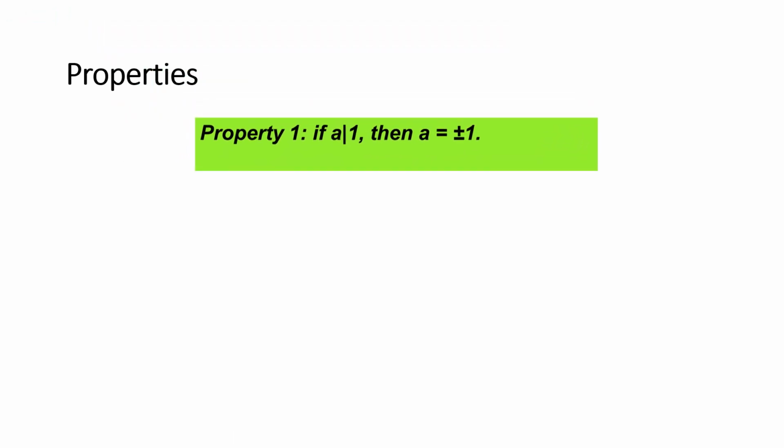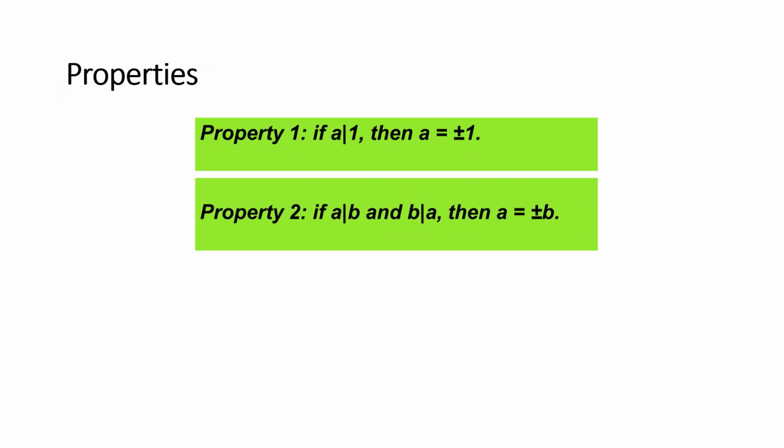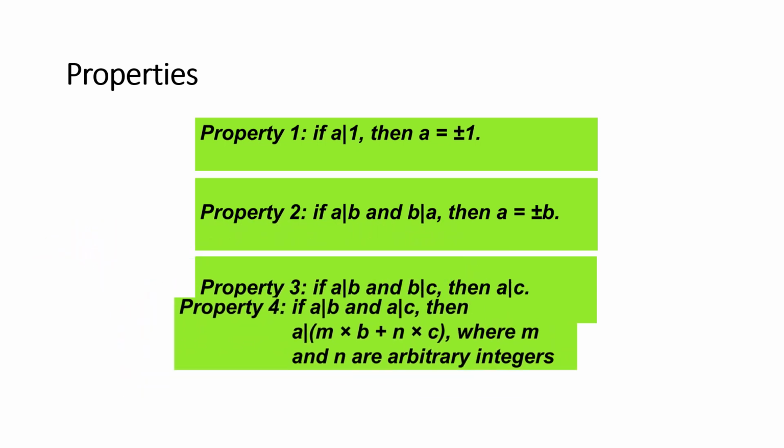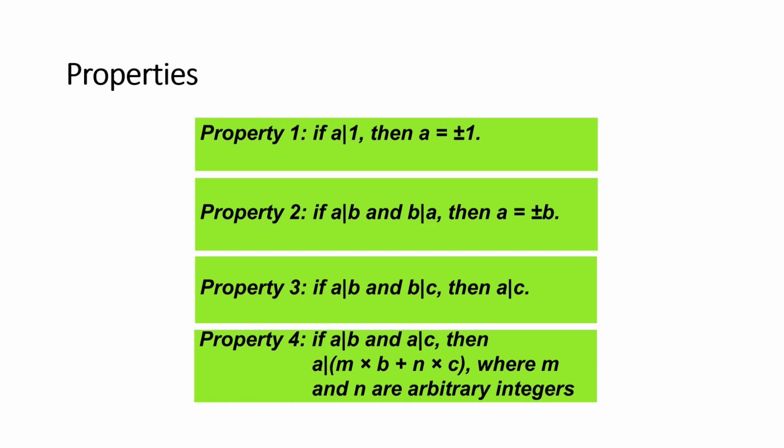The following are several properties of divisibility. Property 1. If a divides 1, then a equals plus or minus 1. Property 2. If a divides b and b divides a, then a equals plus or minus b. Property 3. If a divides b and b divides c, then a divides c. Property 4. If a divides b and a divides c, then a divides m × b + n × c, where m and n are arbitrary integers.